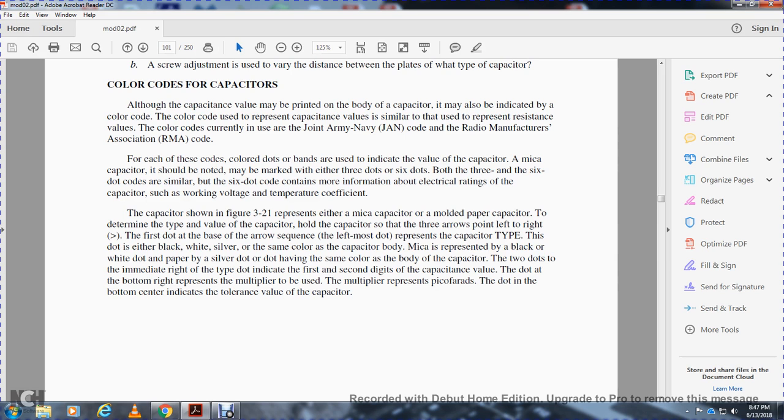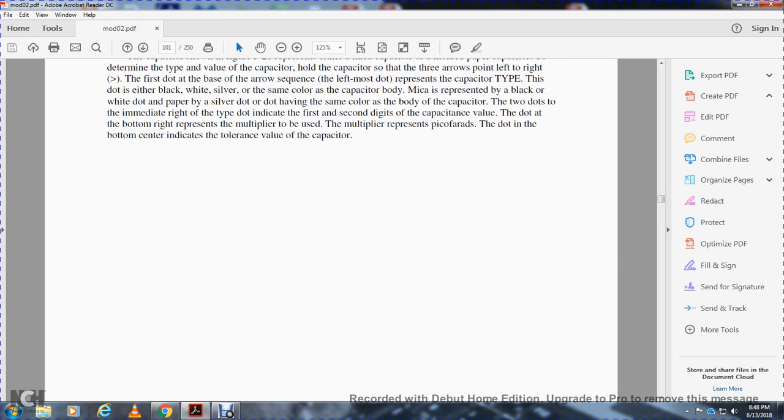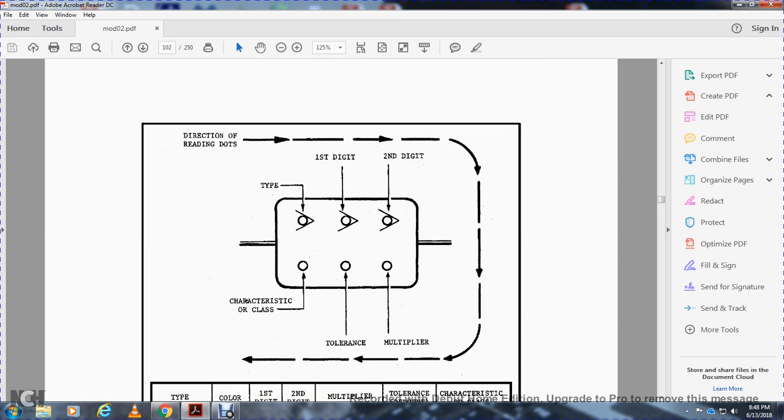This is the dot, either black, white, or silver, the same color as the capacitor body. Mica is represented by a black, white, or silver dot, or by a dot having the same color as the body of the capacitor. The two dots immediately to the right of the type dot indicate the first and second digit of the capacitance value, and the next dot represents the multiplier. The multiplier represents picofarads, and the dot at the bottom indicates the tolerance value of the capacitor.